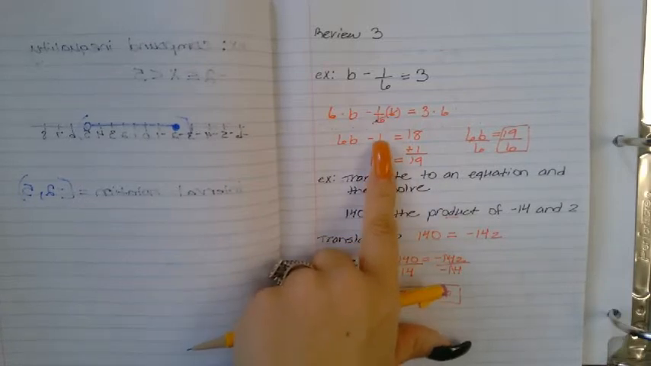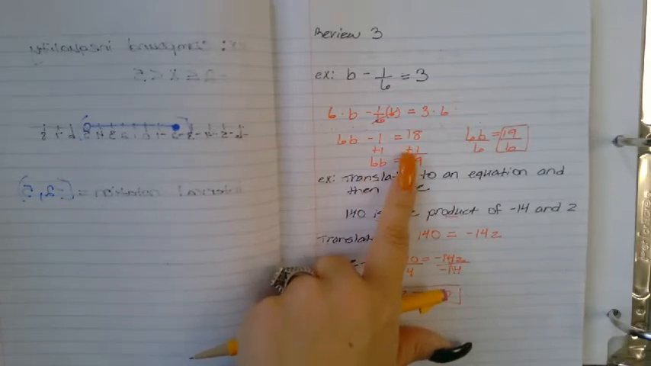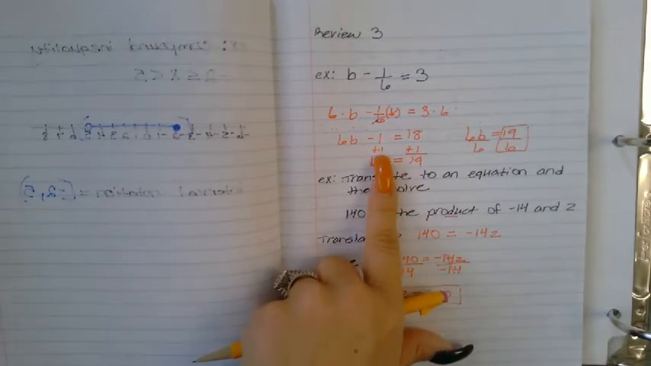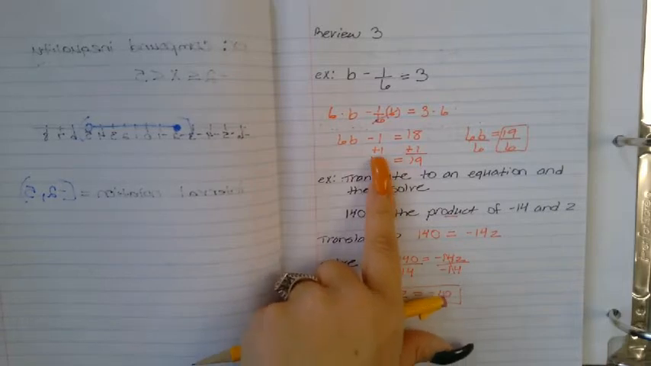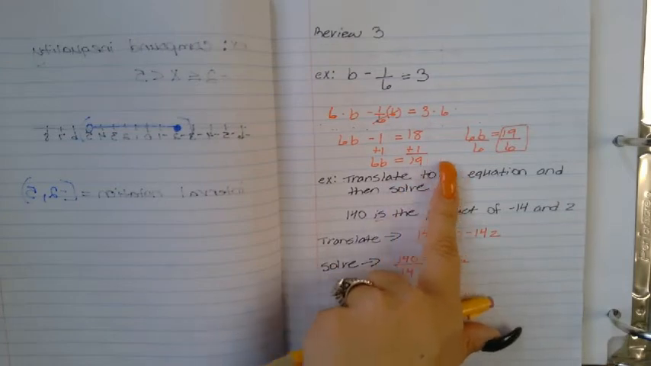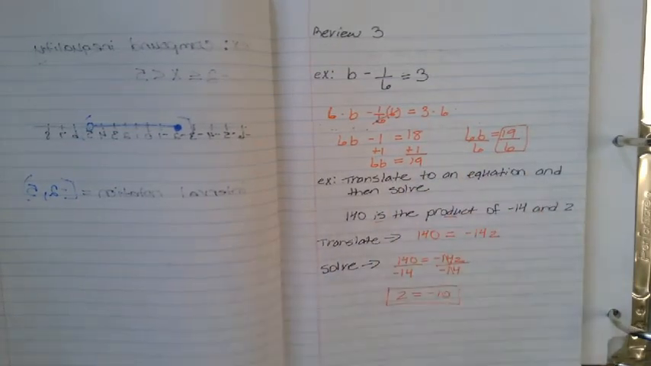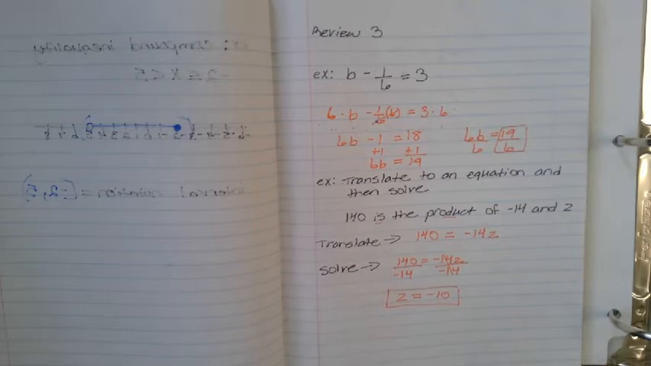We're just going to get rid of our fraction by multiplying each side by 6. So we're left with 6b minus 1 equals 18. Going to get our numbers and variables to opposite sides. So we're going to add our 1 to both sides. We're left with 6b equals 19. And to get that b by itself, we're going to just divide by the 6. So we should have b equals 19 over 6.